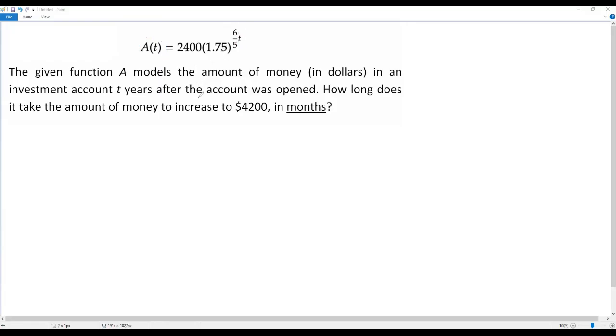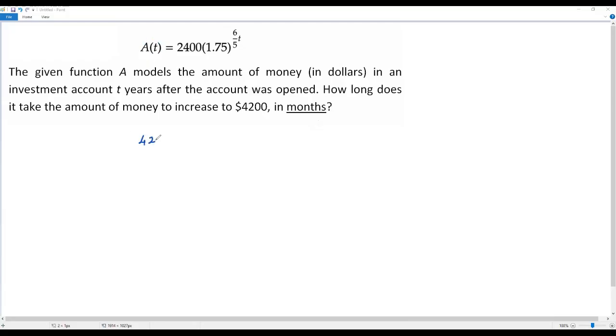Okay, here we have to find the time in months it will take for this money, $2,400, to increase to $4,200. Now to solve this problem, we have to plug in this 4200 for A of t over here, then solve for t. In that case, I'll be getting the value of t in years. Once we get the time in years, it can be converted to months because our aim is to find the time in months. Now let me plug in this 4200 for A of t over here.